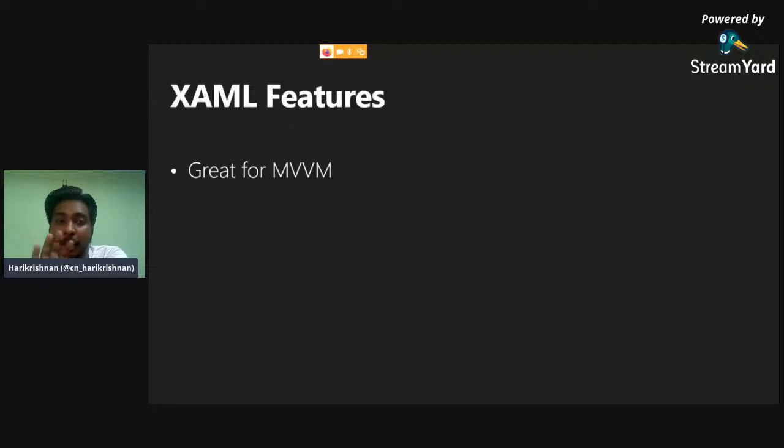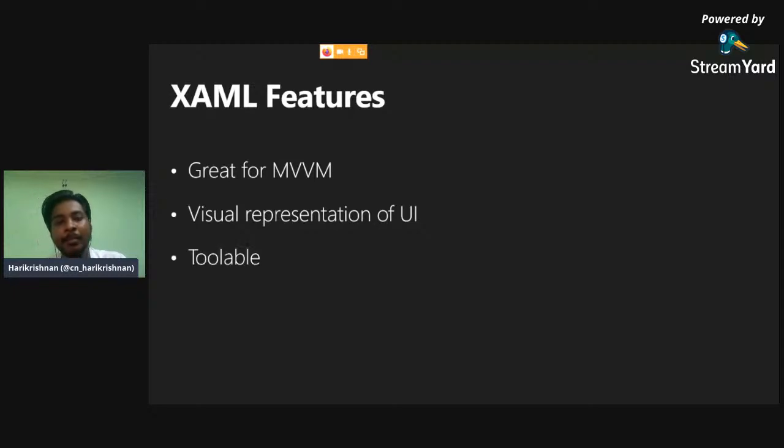And what are its features? It's great for MVVM. So MVVM is basically model view model. So we'll just touch about that as well. And the visual representation of UI, as I said, you can see how it actually renders. You can see the layouts, how it looks like, and it is toolable. Toolable, when I say that, it has certain tools like hot reload. You don't have to recompile your app. Actually, you can just launch your applications one time. You can do whatever changes in your XAML, save it. The UI will be re-rendered, which is awesome. You don't have to recompile your code every time.